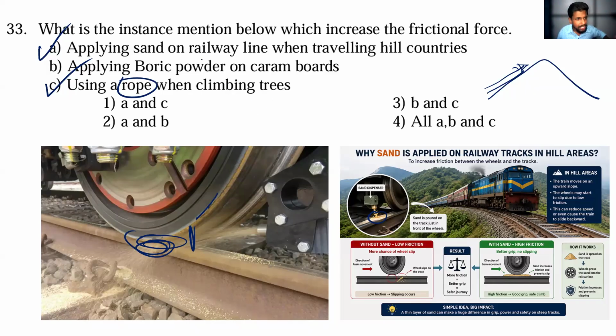So we can definitely say option B is wrong. Applying boric powder on the carom board is to reduce the frictional force. So if B is wrong, we can cut all these things. So directly the answer will be A and C. Okay, I think this is not that hard a question, right? Umar Akil, very good. Mithun, okay, very good. Aisha Hani, the answer is wrong.